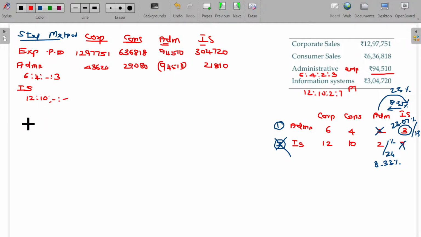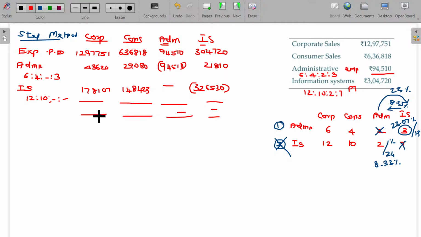12:10:dash. The support by IS to admin is immaterial. We never take this. Now total value being 3,26,530 should be subtracted and distributed to corporate and consumer sales. 1,78,107, 1,48,423. So here the value being 15 lakhs 19,478, 8 lakhs 14,321. Clear?